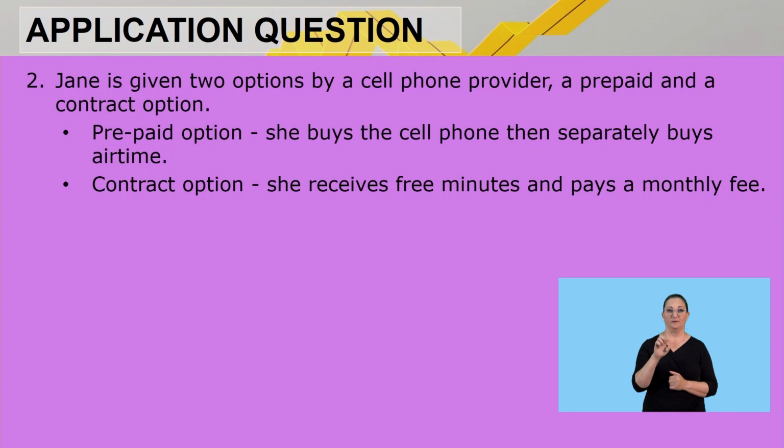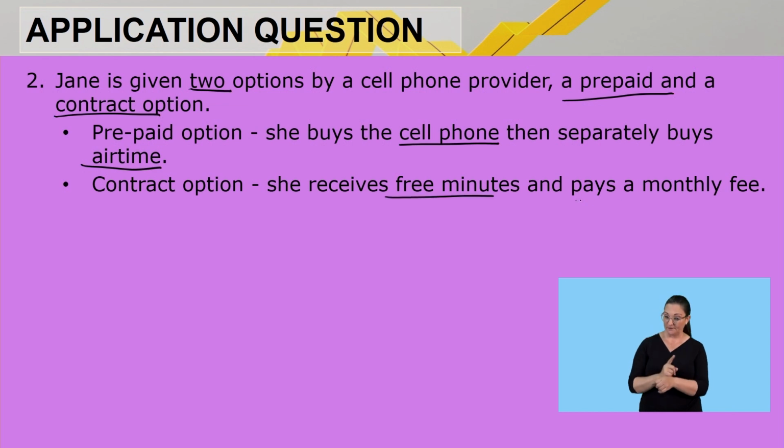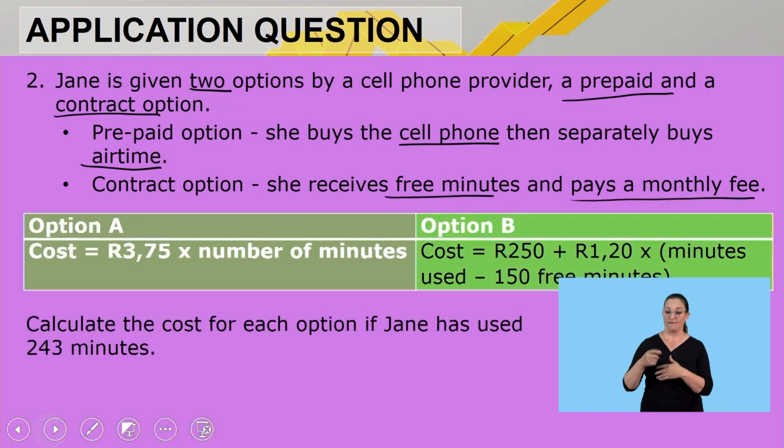Right. Let's go to the second question. Jane is given two options by a cell phone provider, a prepaid and a contract. So now a prepaid option, she buys the cell phone, then separately buys airtime. So it's the cell phone, then separately you buy airtime. Then for the contract option, she receives free minutes and pays a monthly fee. Now, so these are the options.